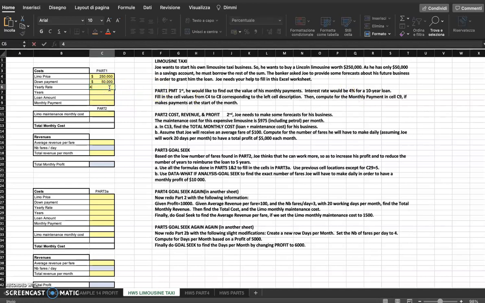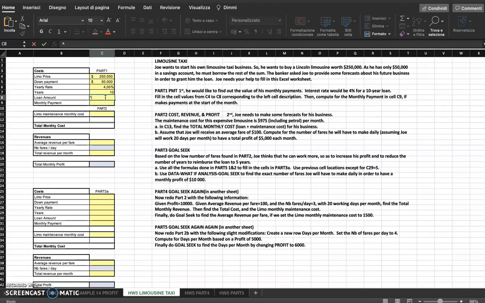So 4%. Okay. Now we have to put the years, so it's a 10-year loan. Let's put 10 here. Now, in order to calculate the loan amount, we simply have to take cell number 4, the limo price, minus cell number 5, the down payment.